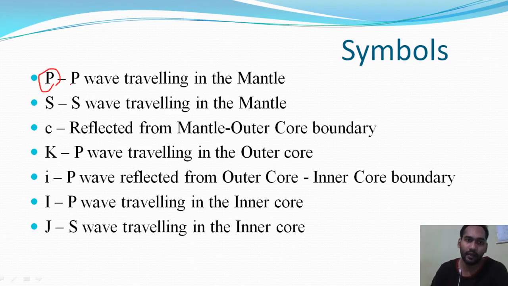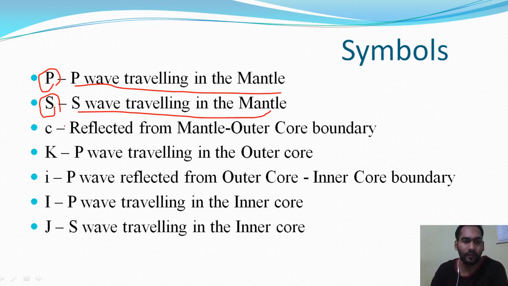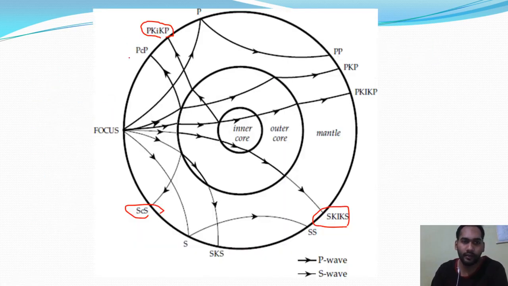Capital P means it is a P wave traveling in the mantle. What is S? It is an S wave traveling in the mantle, Earth's mantle, right? So when it travels in the mantle, it will be named as P or capital S.